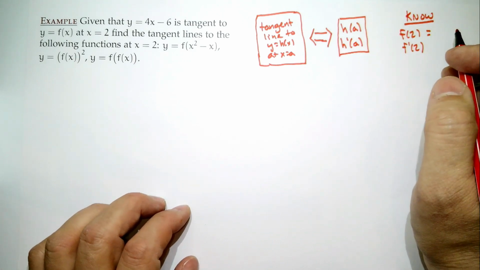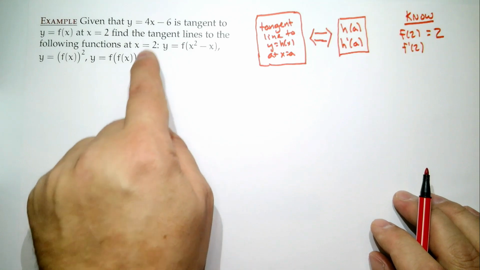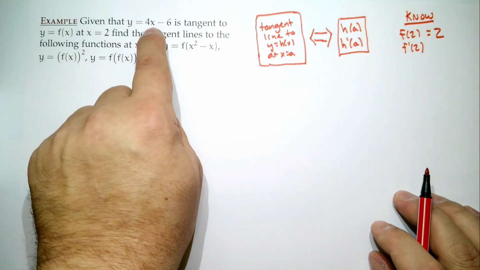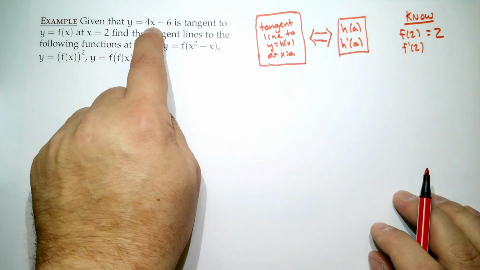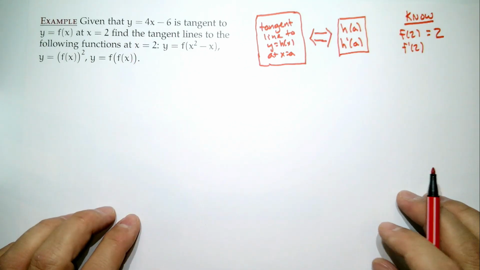It's 2. Now, why is it 2? Plug in x equals 2 into your tangent line, because it has to match. 2 times 4 is 8. 8 minus 6 is 2. What is f prime of 2?